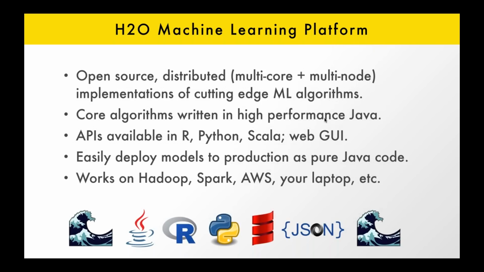And the algorithms are written in Java, but most data scientists are not Java programmers, so we make APIs available in R, Python, and Scala. And of course, you can also use Java. And if you don't know how to program, or you just want to take a break someday, you can just use the web GUI as well. Essentially, in terms of modeling, you can do everything within the web GUI as well.